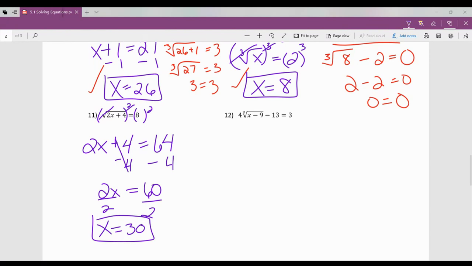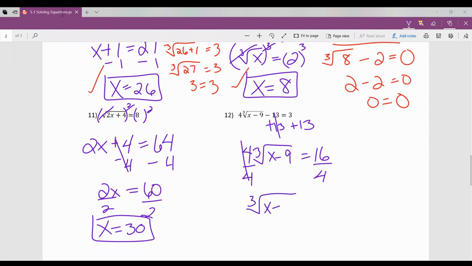All right, number 12. Wow, there's a lot going on outside of the root. So I'm going to get rid of the stuff outside. So the first thing I'm going to do is add 13 to both sides. So we get 4, the cube root of x minus 9 equals 16. I'm going to get rid of the 4, divide by 4, divide by 4. So I get the cube root of x minus 9 equals 4.